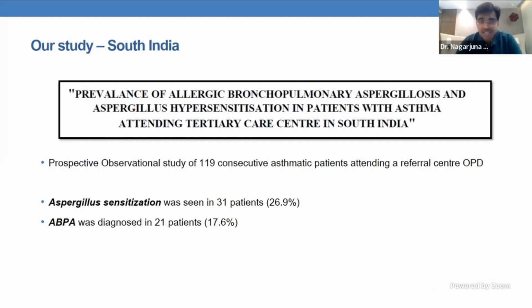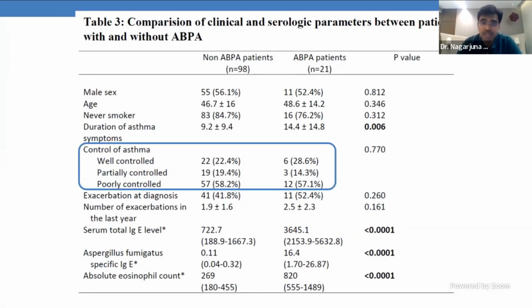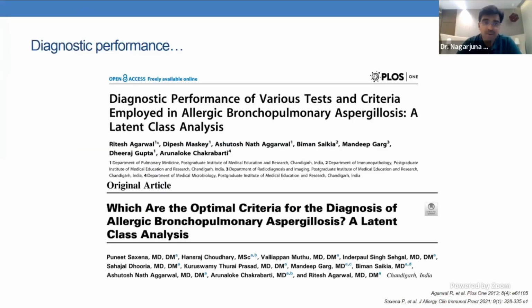This is our own data. This is a little old data where we had screened consecutive patients, around 120 asthmatics, without any bias. And what we had found is that 27% were sensitized and 17% had ABPA. And the other important thing is that around 20% of these patients whom we eventually diagnosed with ABPA were actually well-controlled asthma. Though a majority are poorly controlled, a subset of ABPA can actually be well-controlled also.